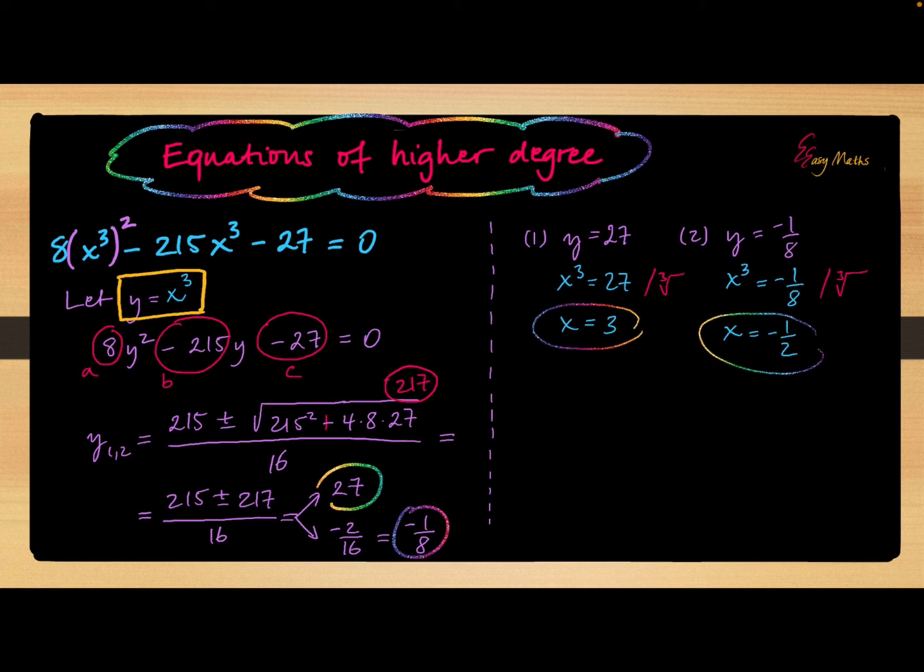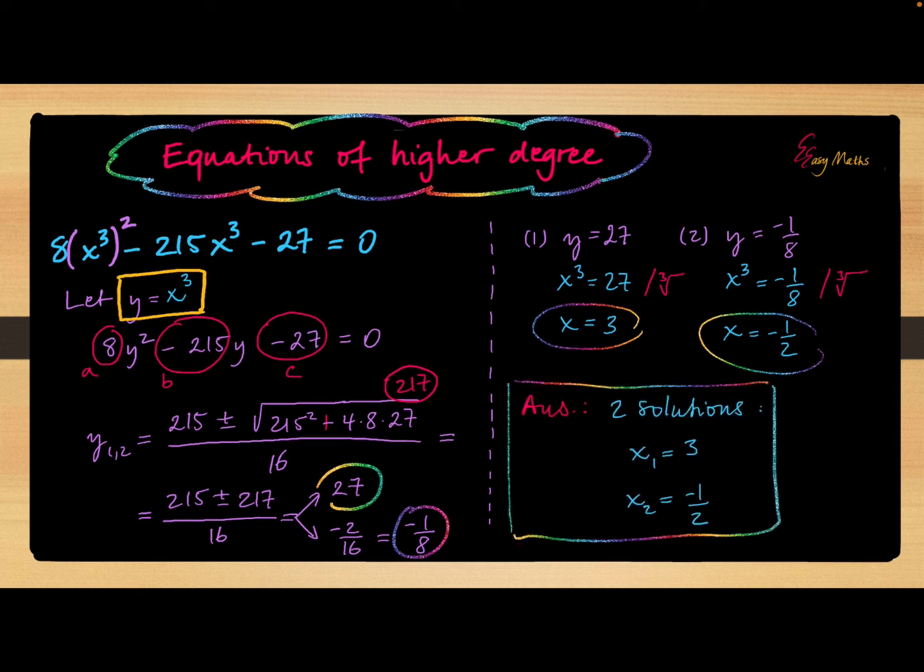So from the first case you get 3, and from the second you get minus a half if you take the cube root. So you have to give the answer that there are 2 solutions. One of them is 3 and the other one is minus 1 over 2. And if you substitute this back in the equation and check your work, you will find out that they satisfy the equation.